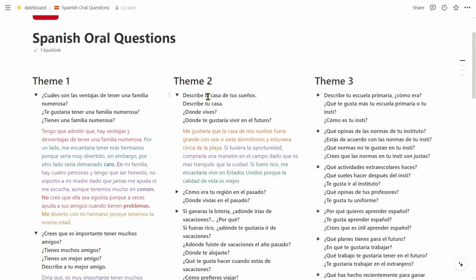So this is about your dream house. Describe la casa de tus sueños. Using me gustaría is a conditional, I would like, something in the conditional tense in the future. I'm mixing in some subjunctive as well. So si tuviera la oportunidad, si fuera rico, as well as the imperfect subjunctive. This should be an a here. So si fuera rico.